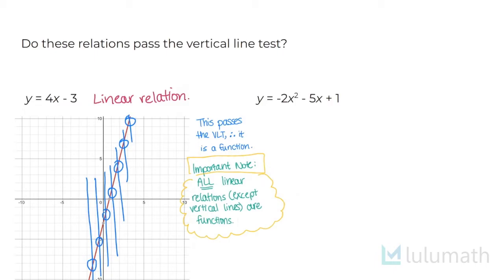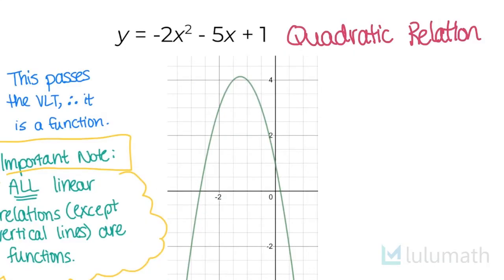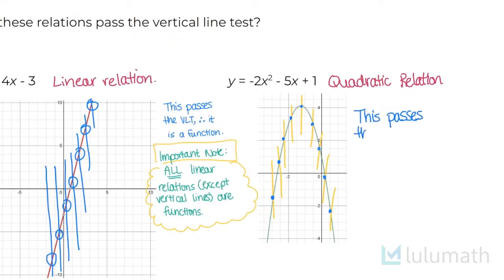In our next example, we have y equals negative 2x squared minus 5x plus 1. This is a quadratic relation. So let's go ahead and get a graph of it. So here, using Desmos, I can see what my graph looks like. It's a parabola that opens down, and I want to draw my vertical lines through it to see if this is going to pass the vertical line test. So seeing here, all the vertical lines that I would draw through here, no matter where I would draw it, would only intersect my parabola once. So again, this passes the vertical line test. Therefore, it is a function.